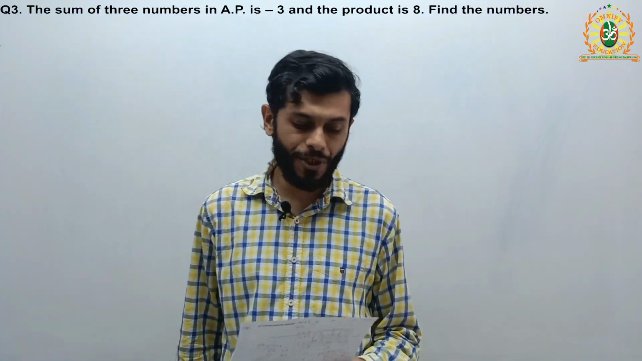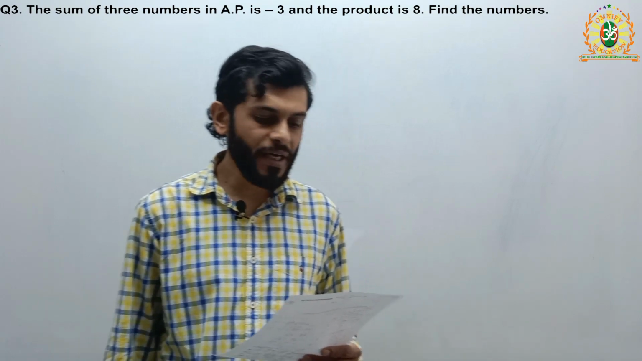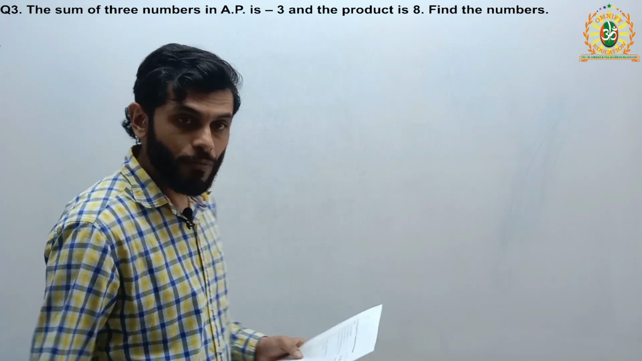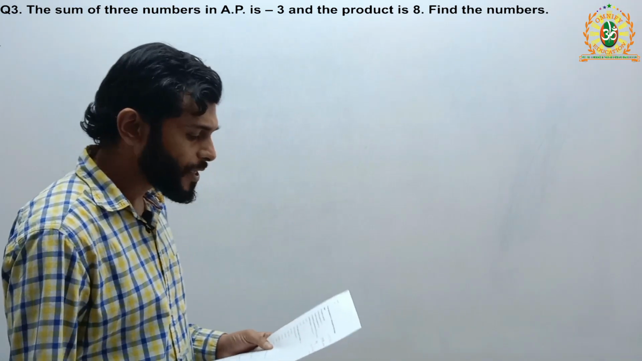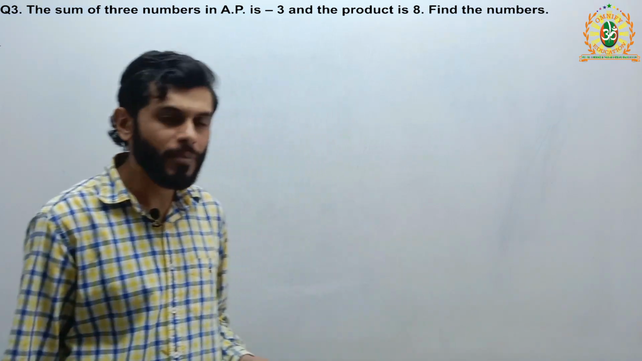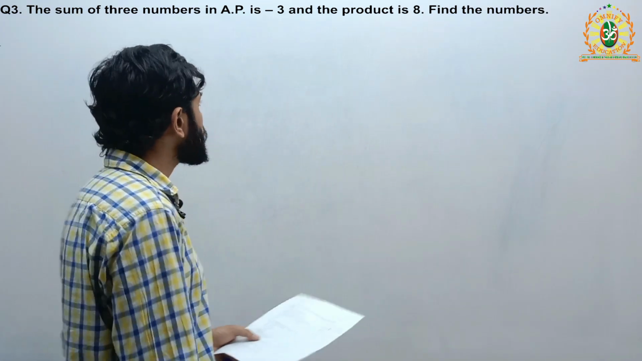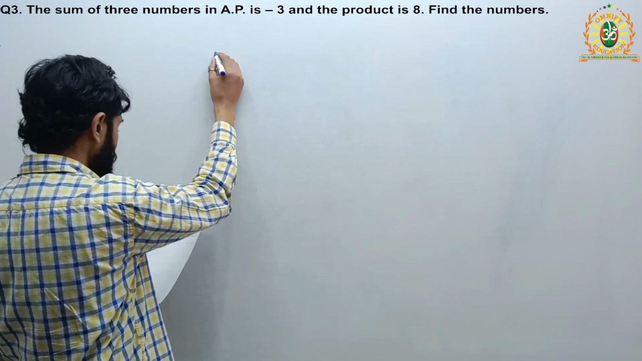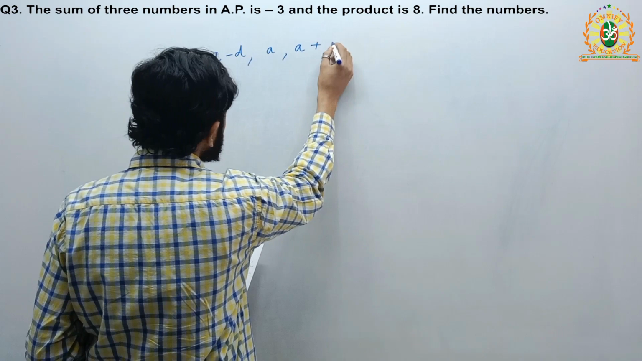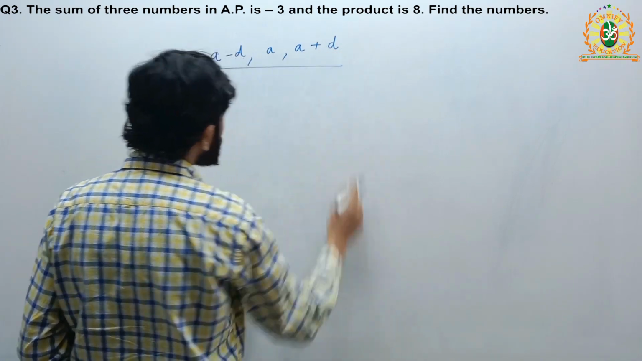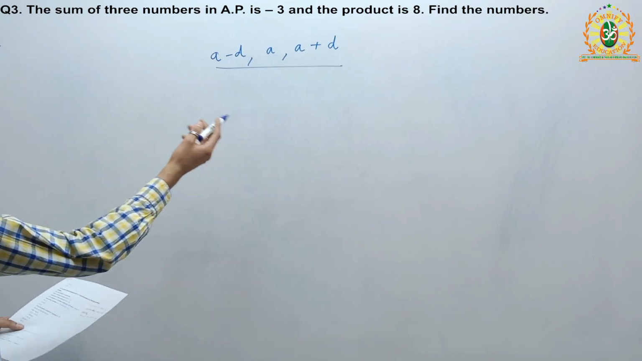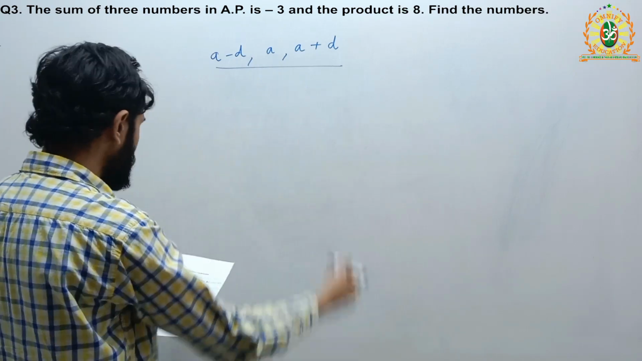Now coming to the next question: the sum of three numbers in AP is minus 3 and the product is 8. Find the numbers. Now you have not been given the three numbers, so you can assume anything. You can assume a, a plus d, a plus 2d, or a, a plus d, a plus 2d, a plus 3d, anything you like. Now in this case I am assuming a minus d, a and a plus d as the three numbers which are in AP. As you can see, the common difference in this is the same, hence these three numbers are in AP.